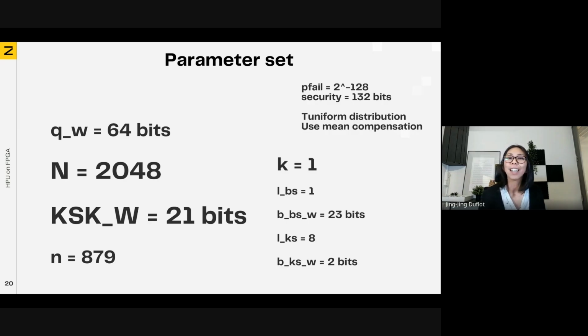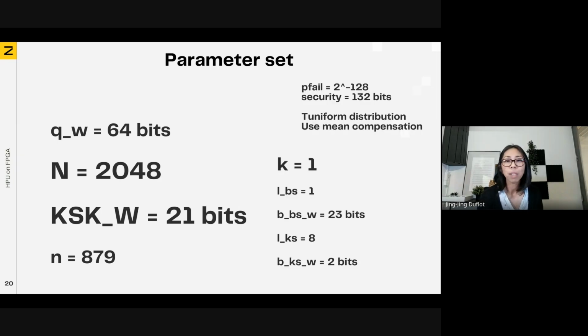We are using a t-uniform distribution, and we have implemented the mean compensation into the hardware to satisfy this parameter set. So the main figures are the size of the polynomial, which is 2048 coefficients, and we are using coefficients of 64 bits. We have only one single mask polynomial, and we are doing 879 iterations of CMUX.